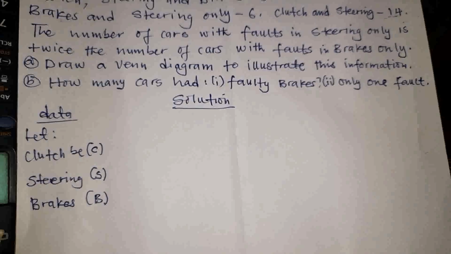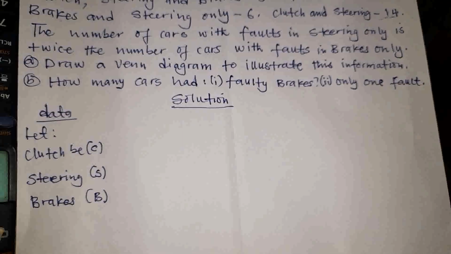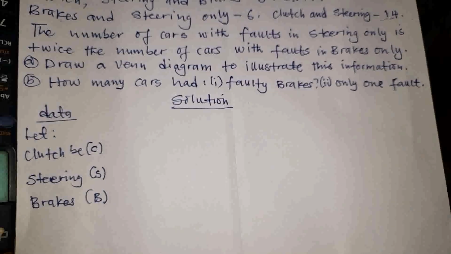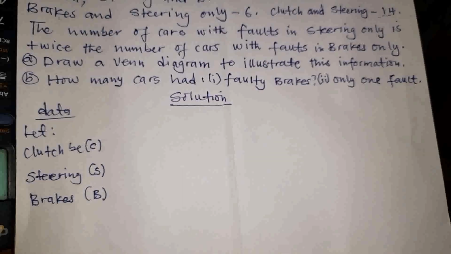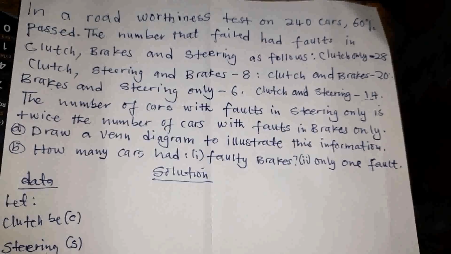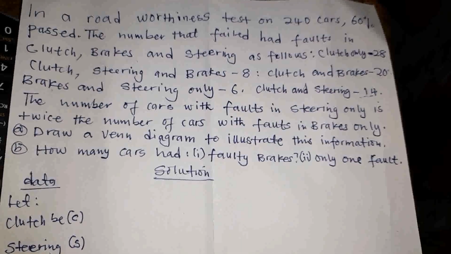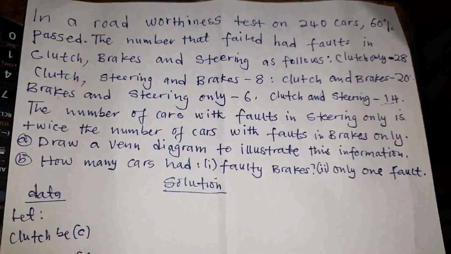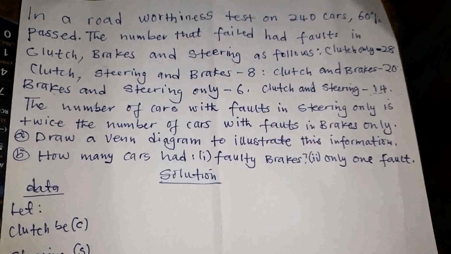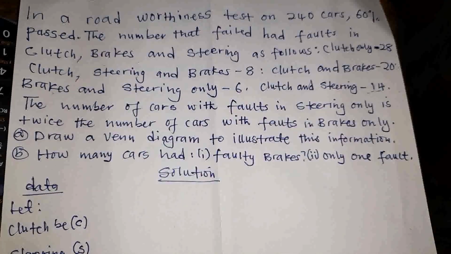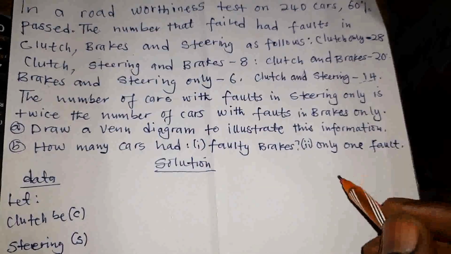As you can see, I already started listing my data. Let the clutch be represented by the letter C, the steering by the letter S, and the brakes by the letter B. First, before I solve, the first statement says in a roadworthiness test of 240 cars, 60% passed the test. So we are going to calculate the number of cars that failed the test.